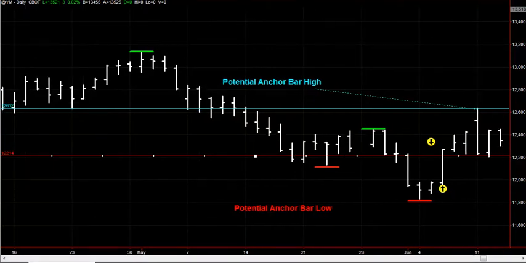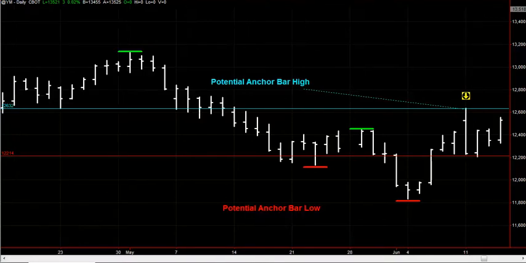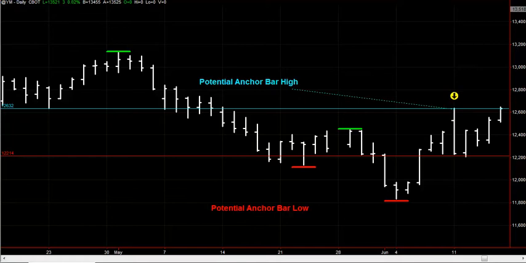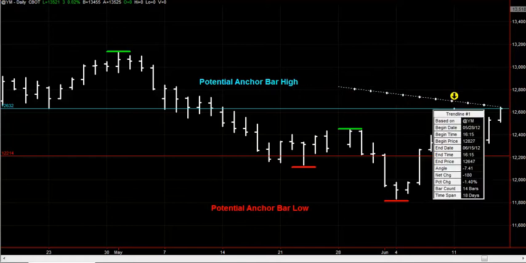Now at this point in time, these two arrows that have just traded, this one and this one, have closed neither below that line nor above that line, and what that does is keep this potential anchor bar high in place. Okay, so we are still with this anchor bar as the potential anchor bar high, and we're looking for a close below or a trade above. Nothing happens. Trade slightly above, so that becomes the new anchor bar high.